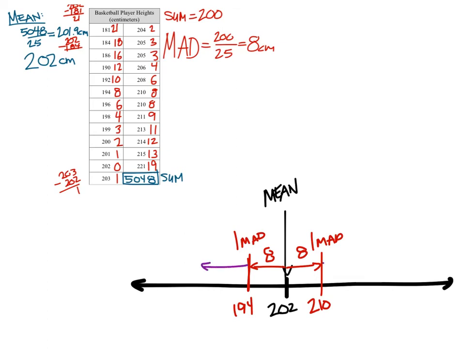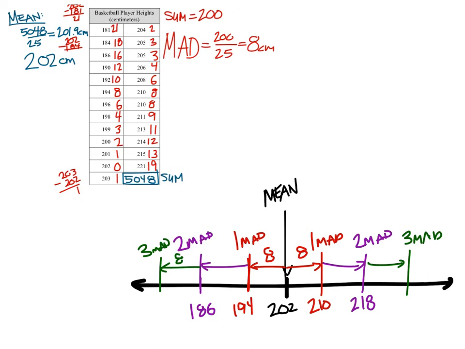So let's look at the range that's a little abnormal, which would be 2 mean absolute deviations. So to the left, 194 minus 8 puts me at 186. And then 210 plus 8 would be 218 for 2 mean absolute deviations. Well, we'll do one more for 3 mean absolute deviations. 186 minus 8 should put us at 178. And then 218 plus 8 puts us at 226.